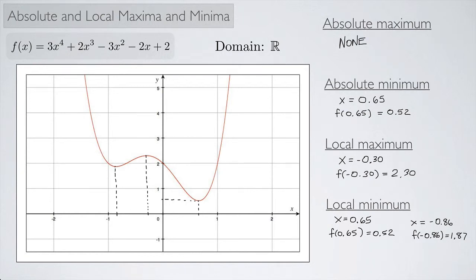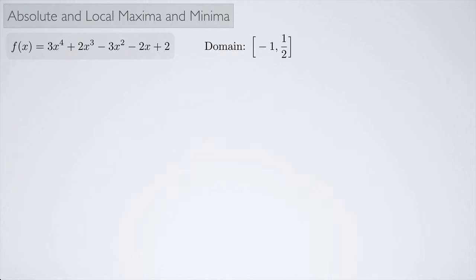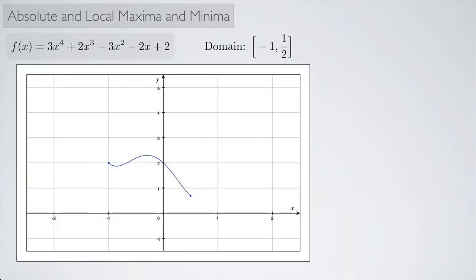Okay, let's look at another example. So let's take that same function that we had before, except now let's restrict the domain to be between negative 1 and a half, and we're going to include negative 1 and a half in the domain. So now we get a graph that looks like this. So we just have the graph between negative 1 and a half. And that's negative 1 on the x-axis and a half on the x-axis right here. So we kind of chopped off the other parts of the graph here.